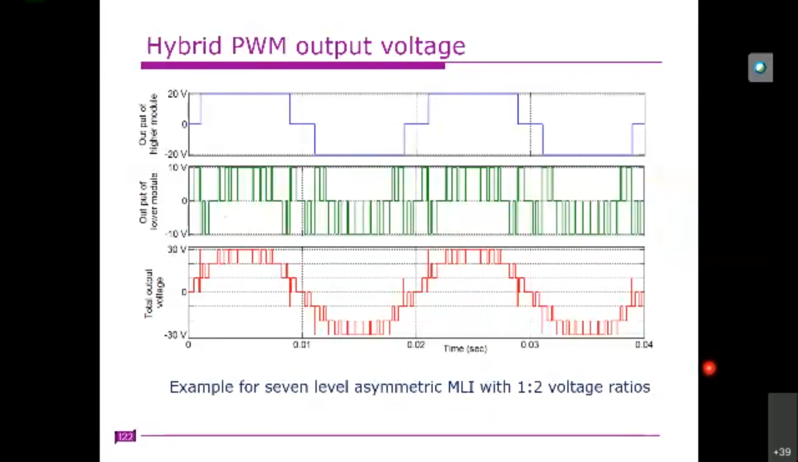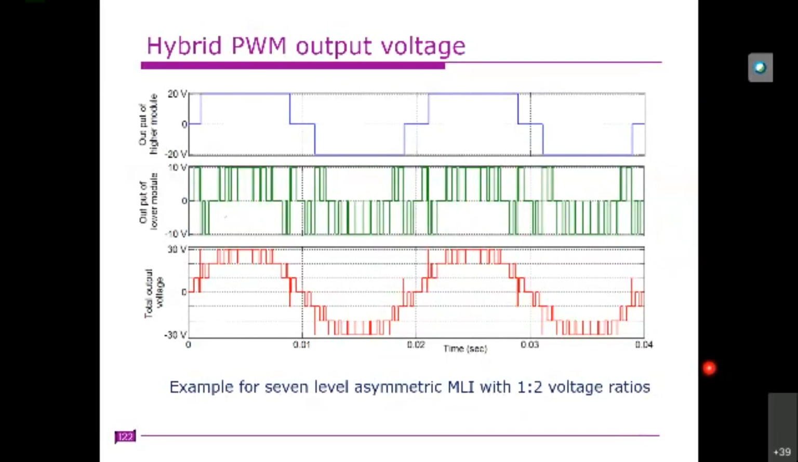The idea is simple. The expected modulating signal is divided into two parts. One part is operating as a square wave. Whatever the rest of the modulating signal is, that is used to control the lower H bridges, or the H bridges with lower voltages. The same idea applies here. This same modulating signal is used for all the lower bridges.